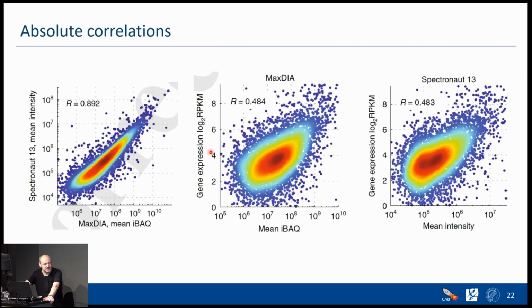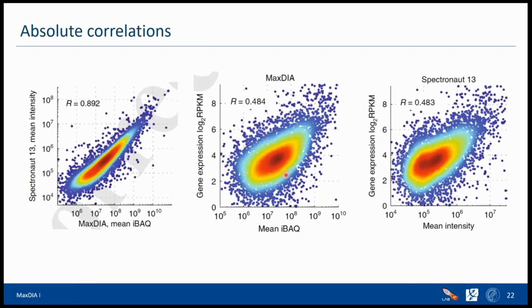So I said relatively good correlation, but the R is actually 0.5. But this is exactly the biological variation that you would expect. You always get something like a correlation coefficient of 0.5 if you compare absolute protein abundances and mRNA abundances. So that's confirming that this is doing the correct thing, basically.